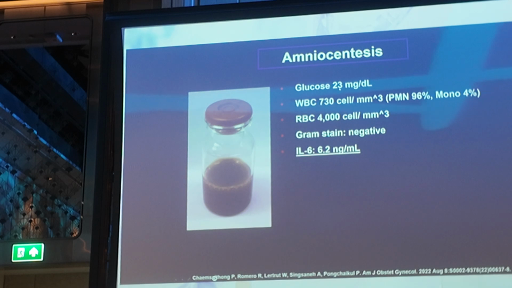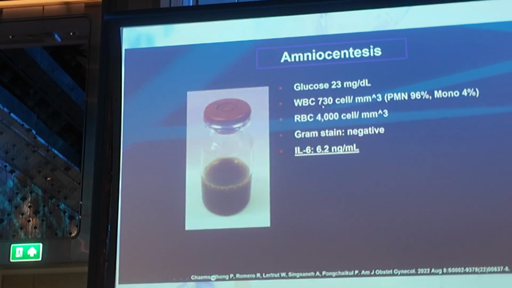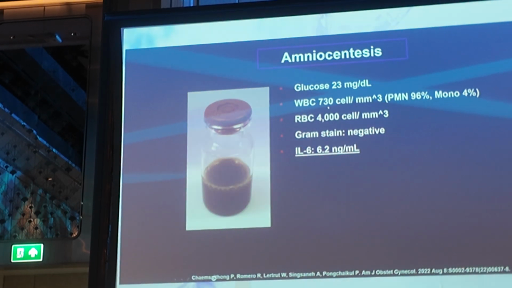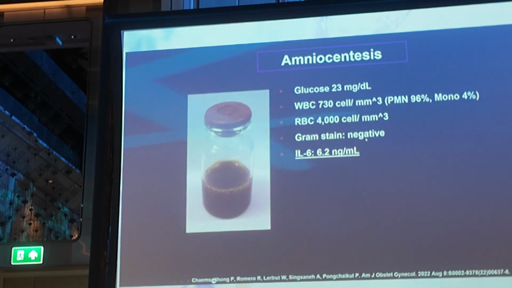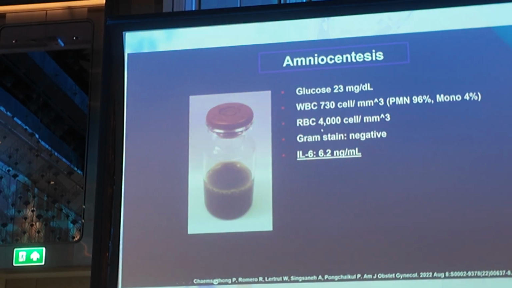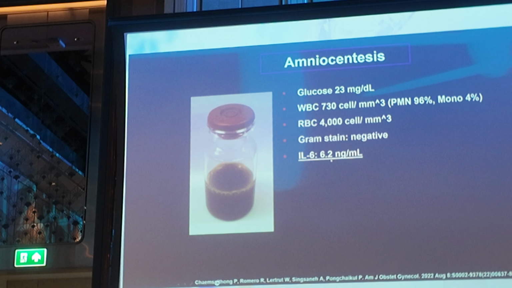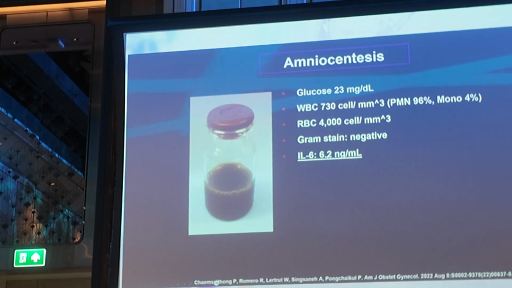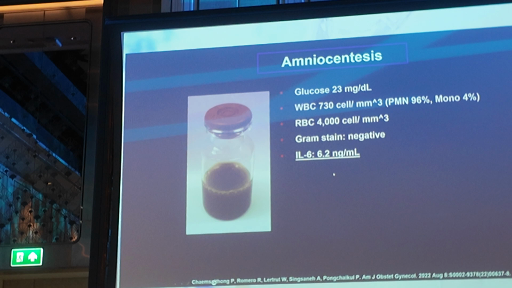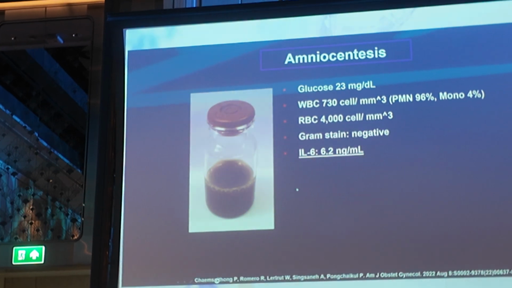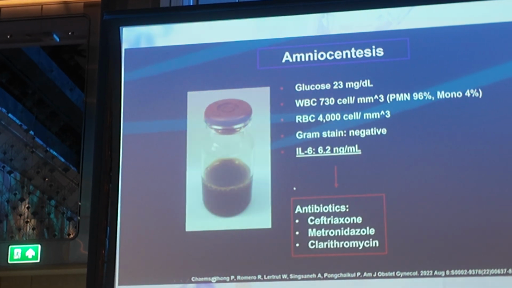Now this patient had a normal glucose, but the amniotic fluid white blood cell count was elevated, so she had intra-amniotic inflammation. She had no organisms. There were red blood cells, and there was an elevated IL-6. The IL-6 should be less than 2.2. So the patient had an elevated white blood cell count, an elevated IL-6, so she had intra-amniotic inflammation.